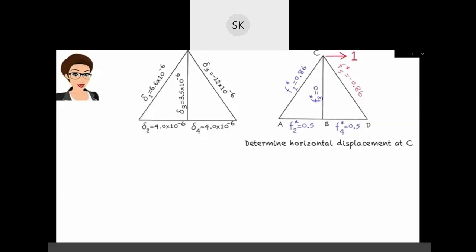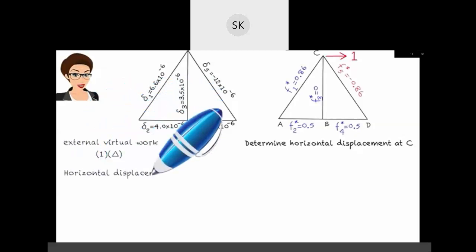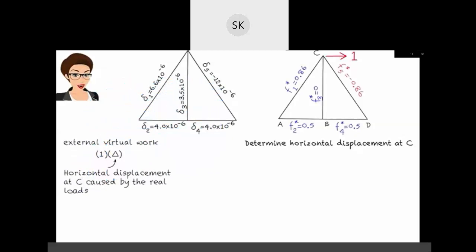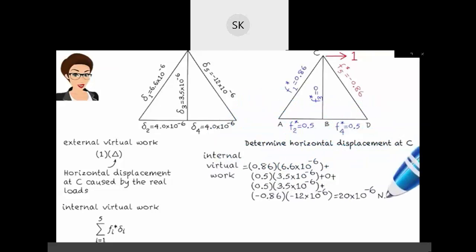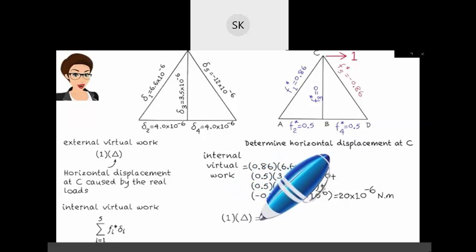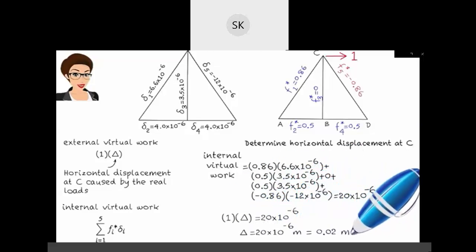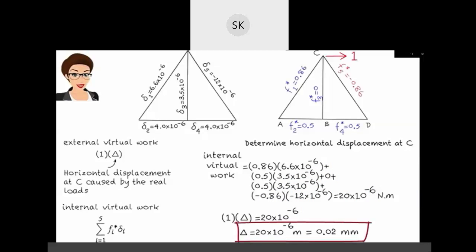The external virtual work for this truss is 1 times delta. The internal virtual work equals the sum of F star i times delta i. This gives us, so we can write external virtual work equals internal virtual work, or 1 times delta equals 20 times 10 to the power negative 6. Therefore, the horizontal displacement at B equals 0.02 millimeter.